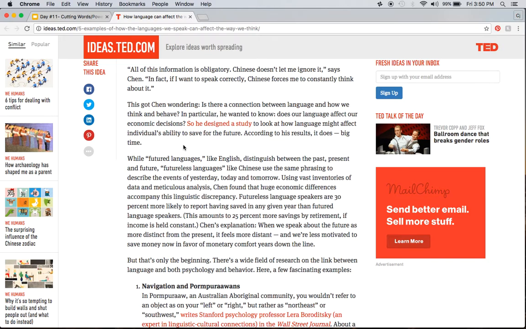What he found is when people talk about the future more, like in English, where the future is really distinct from the present, it feels further away. And so we're less motivated to save money now. We live in the present more. And so what he decided is that if this is true of just one way we talk, that this one way we talk can influence this one aspect of our lives, then this has got to be influencing a lot of other parts of our lives.